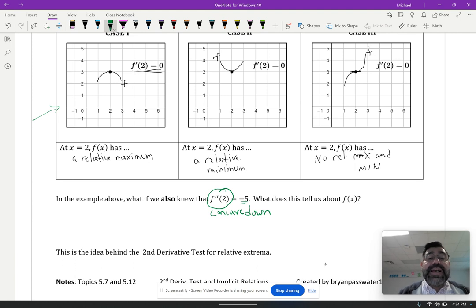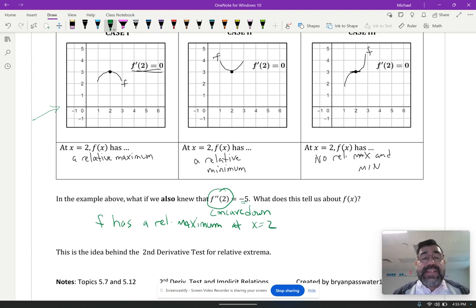And if it's concave down, the only possible thing that could be is that f has a relative maximum at x equals 2. This is the idea behind the second derivative test for relative maximums. We're still looking for relative maxes and mins, but now instead of focusing on the first derivative and slopes for increasing and slopes for decreasing, now we're going to look for concavity.